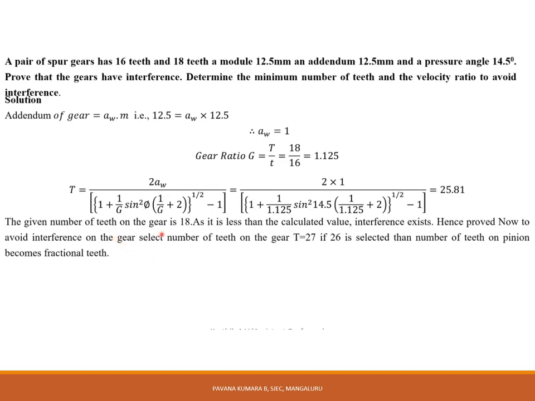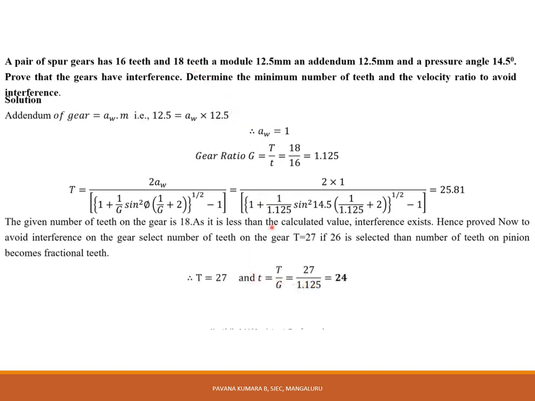The given actual number of gear teeth is how much? 18 teeth. So they told you to find out what? Prove that the gear has interference. So gear teeth is how much? Gear teeth is 18. So here the teeth is more than the required teeth, so what is the next step?